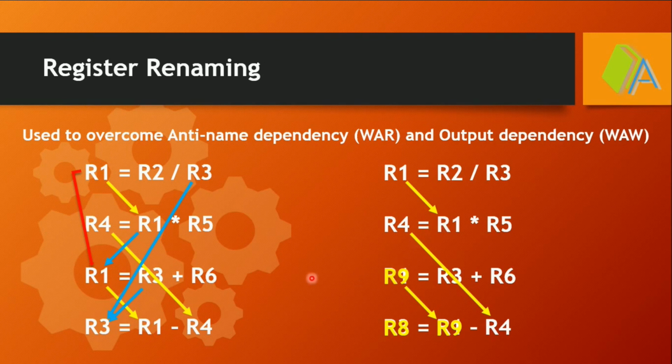So this is the way the compiler does register renaming to overcome anti-name dependency as well as output dependency.